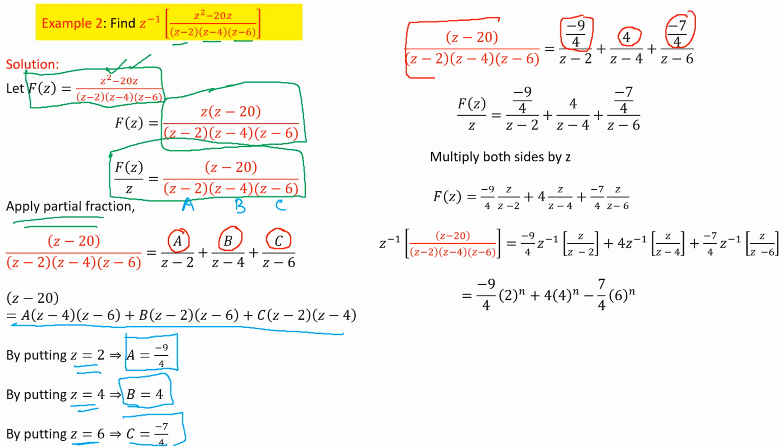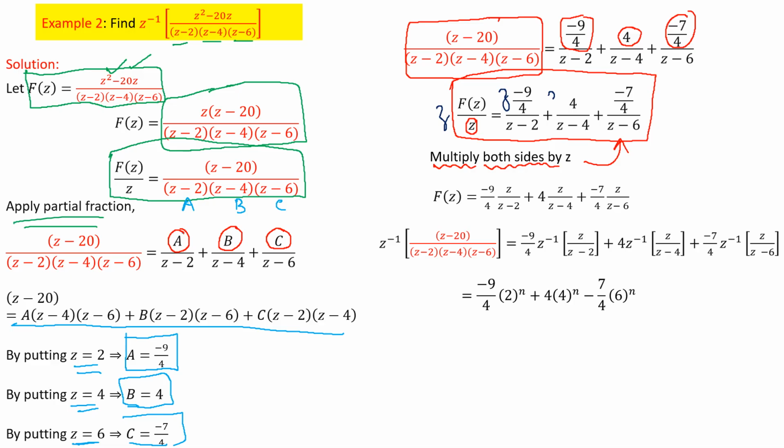This left side is nothing but f of z by z. So we have f of z by z equal to this. Now I want to cancel this z. For that, I am going to multiply both sides of this equation by z. So if I multiply by z, what will I get? Here we have z, z here, and z here. Okay. So I will get this one.